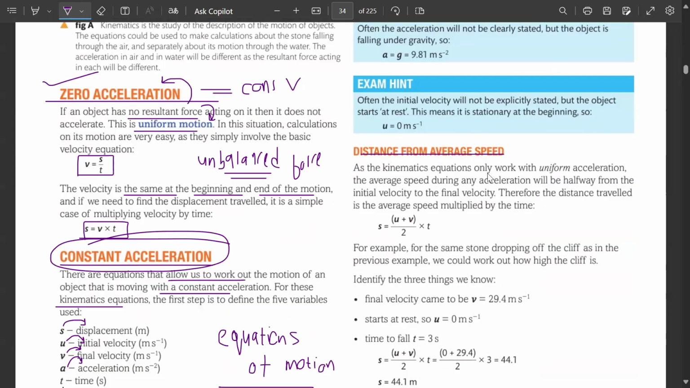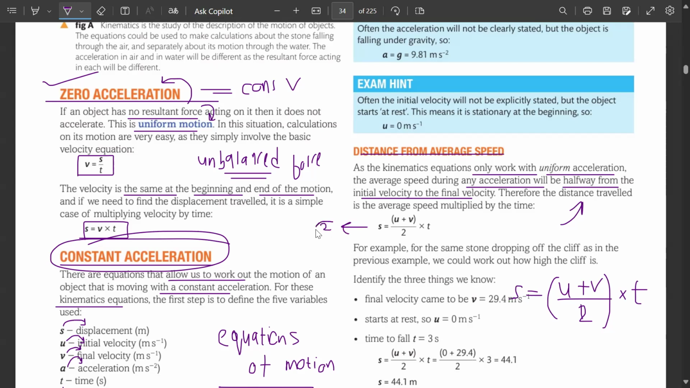Now, as the kinematics equations only work with uniform acceleration, as we have seen, the average speed during any acceleration will be halfway from the initial velocity to the final velocity. Therefore, the distance traveled is the average speed multiplied by the time. Now, how do you find average speed? It is initial speed plus final speed divided by 2 to find the average, and you have to multiply this average speed with time. This is your second equation of motion that you have to remember.